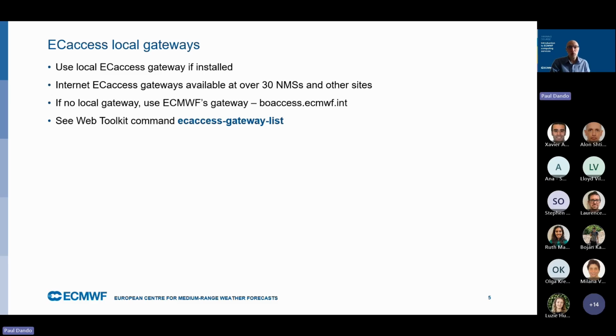If you don't have a gateway installed and you don't want to have to liaise with your system admin to get one installed, then you can use ECMWF's gateway. So that's just using boaccess.ecmwf.int. And when you have the web toolkit installed, you can use the command ECaccess gateway list to see which gateways are installed and which ones you can perhaps use.